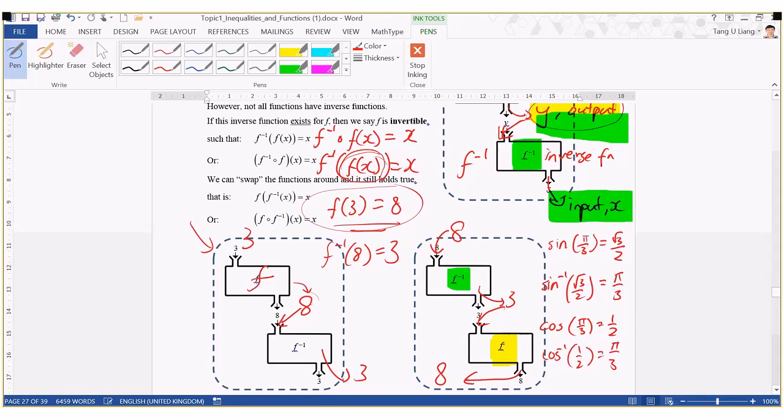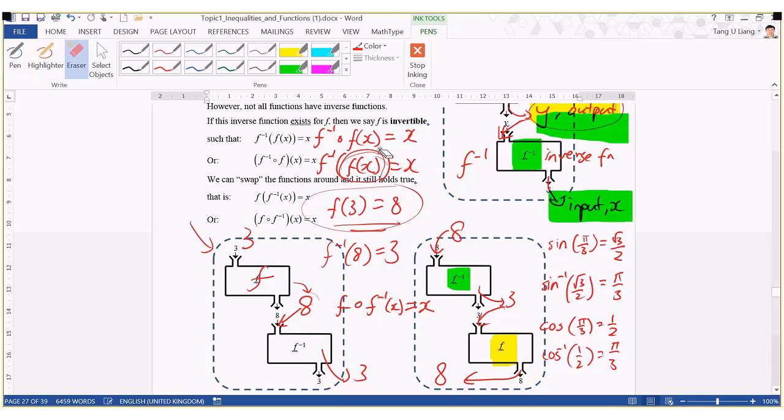Or rather, you can think of it this way. I can start with f inverse, and it takes in x. So what does f do to f inverse of x? It actually returns to me x. Let me just get rid of all these little scratches.